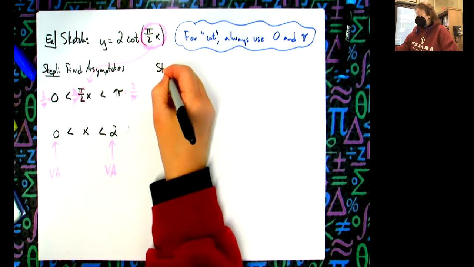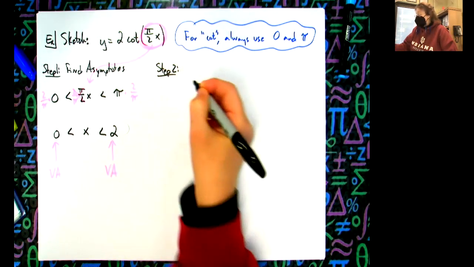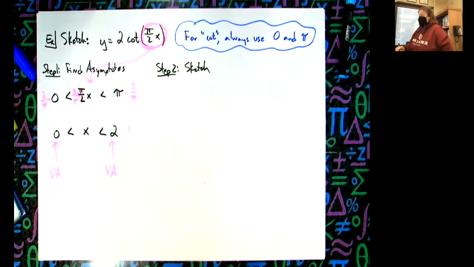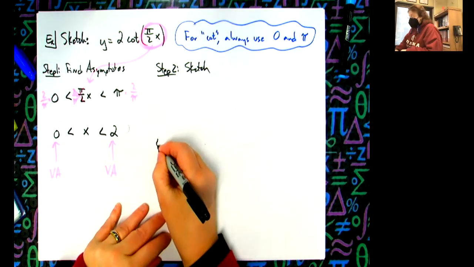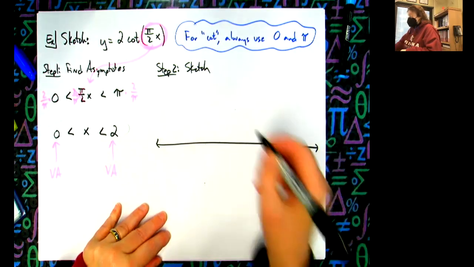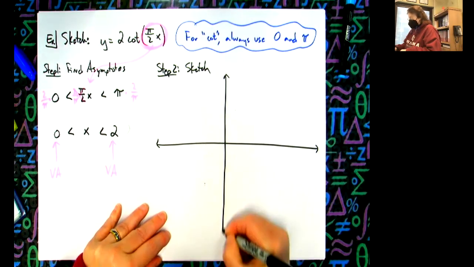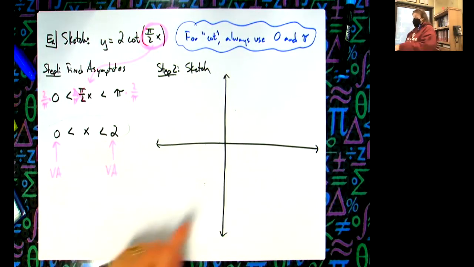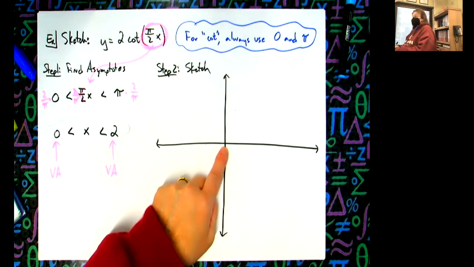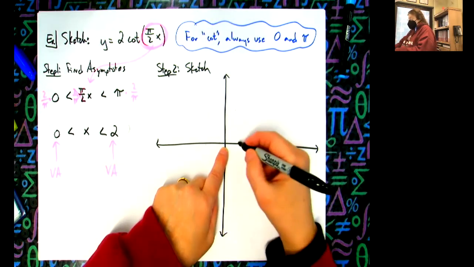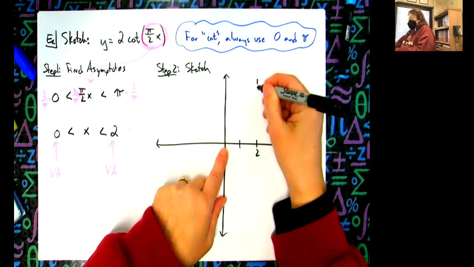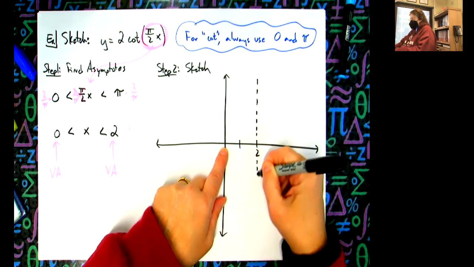Okay, step 2. We're going to do our sketch. Okay, so I'm going to make a great big long x-axis. I'm going to put that y-axis in the center. All right, now 0 and 2. 0 is right here. 0 is the y-axis, isn't it? All right, and then I don't care how far. There'd be 1, there would maybe be 2. So I've got a vertical asymptote at 2.